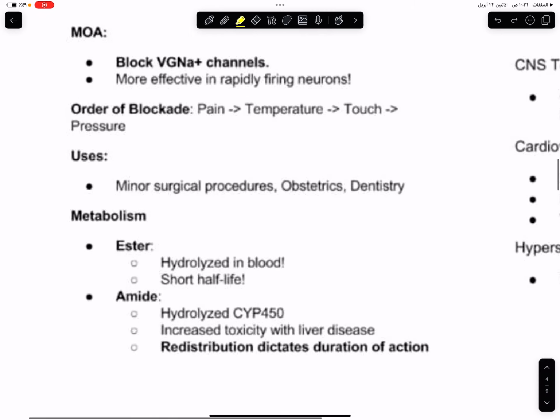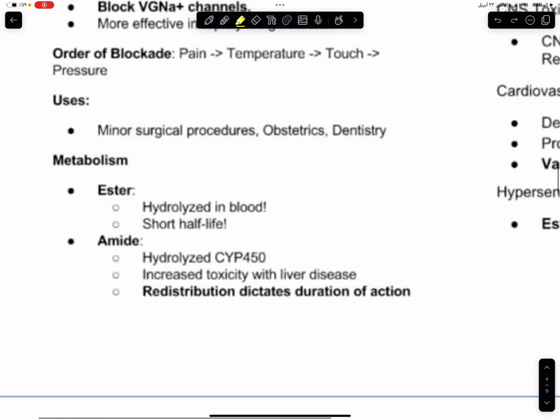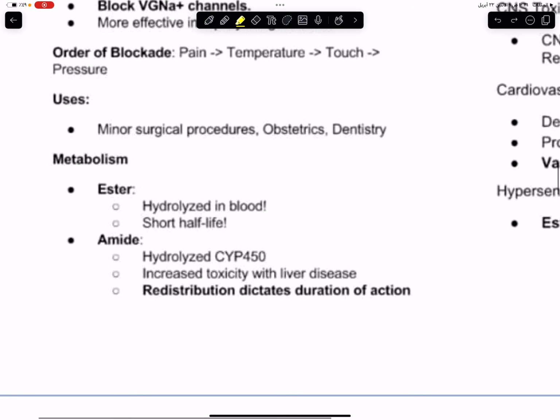Okay, metabolism. What is the metabolism? We have 2 types of local anesthetics. One are called amides, and the other one are called esters. First came esters, and then came amides. Esters are still very commonly used in ophthalmology, the eye, because eye surgeries are mostly short duration, and they are also available as eye drops. So they instill eye drops and they do surgery. So that is ester.